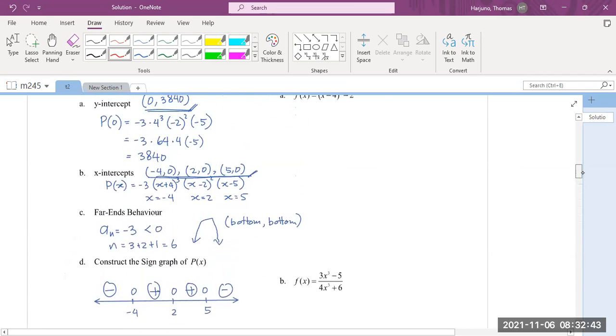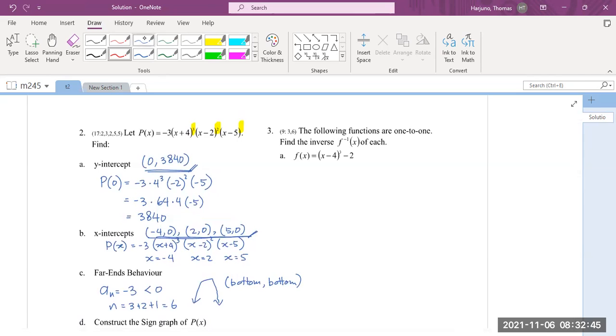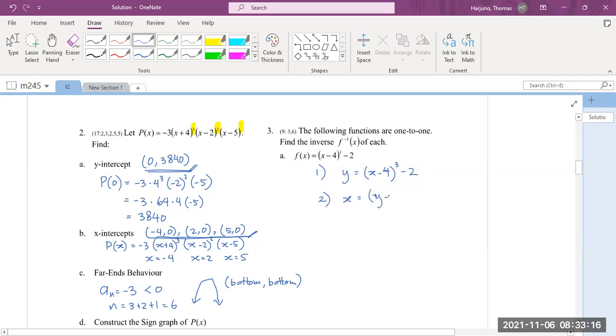Let's go on with number 3. The following functions are one-to-one, so we don't need to check that anymore. Find the inverse function of each. Every time we do an inverse function, remember, I need you to write it in step 1, step 2, step 3, step 4. Step 1, change f(x) to y. Next, you swap the x and the y. We did this earlier, right, in number 1.